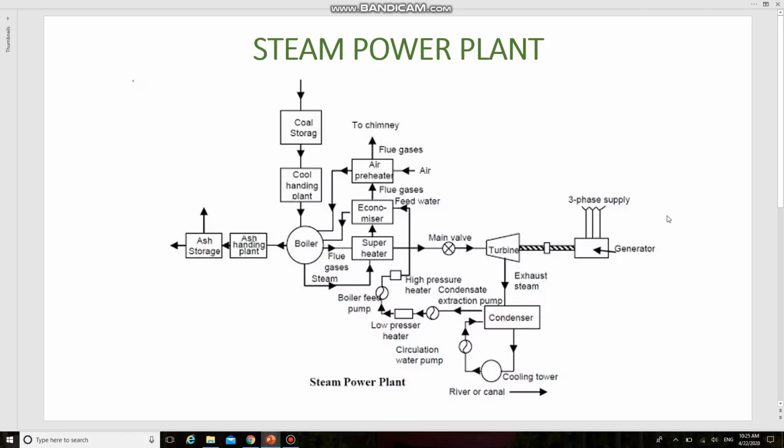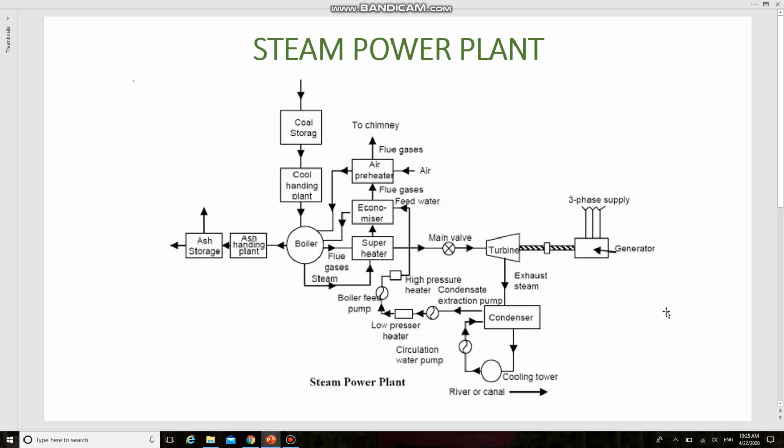So the final one is the cooling water circuit. This circuit consists of a circulating water pump, cooling water pump, and cooling tower. Here the cooling tower is not shown. So this is the cooling tower. It is a kind of chimney-like structure. The cooling tower will be like a chimney-like structure, but it is shown like a circle here.